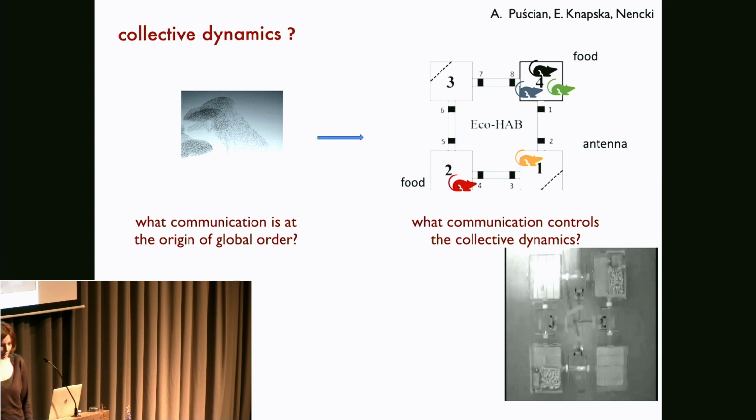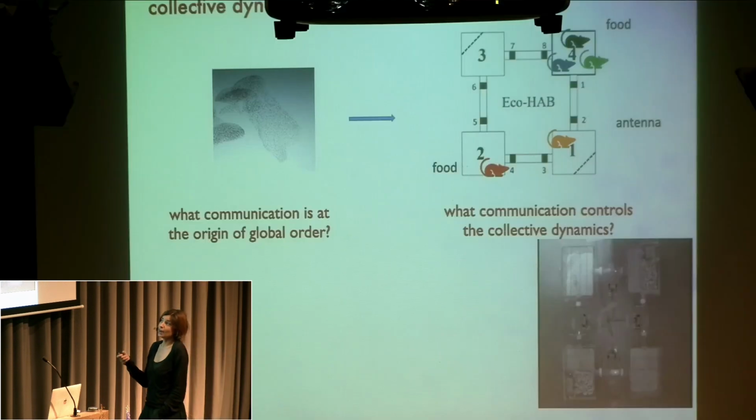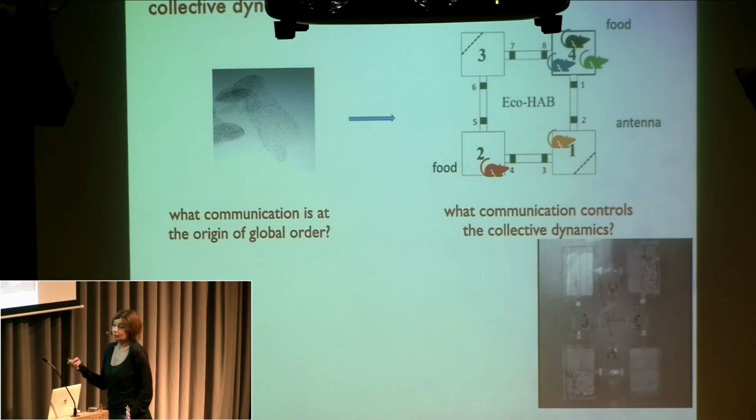So I actually met a psychologist, Ewelina Knawska, who's at the Nenski Institute in Warsaw. And this made me think whether we can, instead of studying systems like birds, where we ask what's at the origin of global order, think about more complex systems, such as a community of mice, with similar approaches?